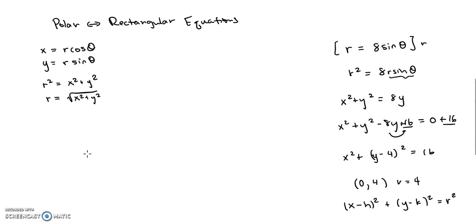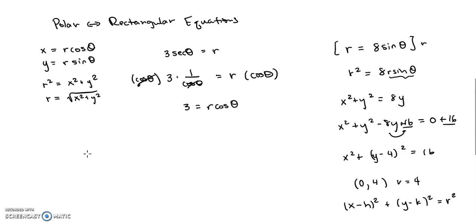Okay, let's try one more. Let's say that we have 3 secant theta equals r. Well, none of our conversions deal with secant, right? So let's get this into sine and cosine and see if we can do this better. We know that secant is the same as 1 over cosine. And we know that we can clear a fraction by multiplying by the denominator. So let's multiply on both sides by cosine theta. It's going to cancel on the left, and we've got 3. And on the right, we've got r cosine theta.